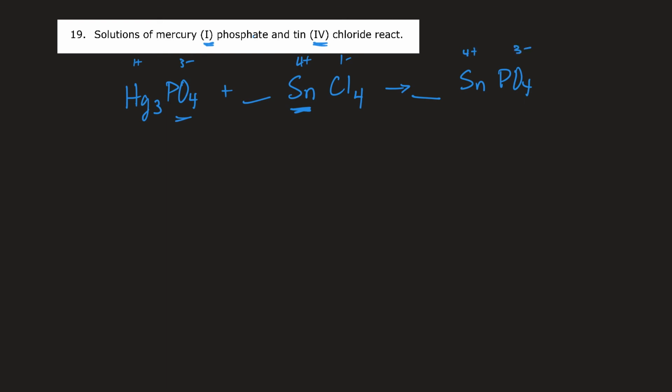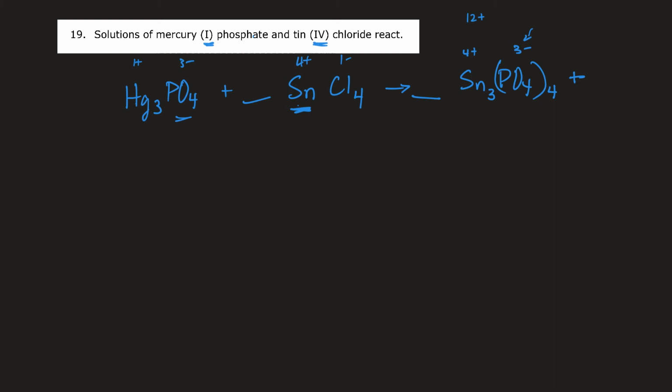Ooh, this looks like I have to go to 12. So I'll put a 3 there. 3 times the 4, that'll give me a 12 plus on this side. So how many of those phosphates do I need? Since each of them is a 3 minus, if I put a 4 there, that'll give me a 12 minus. Now that compound is balanced.